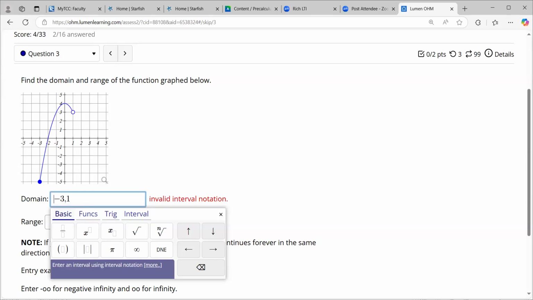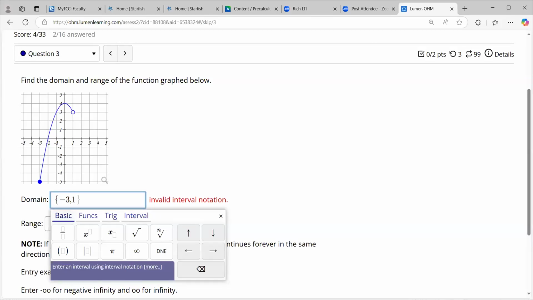And then, since we need to write the answer in interval notation, we need to consider: are we using parentheses or brackets? Because here we have a solid dot, we're going to use a left bracket to indicate that -3 is in the domain. Because this point, the blue point, is on the graph. That point has x value -3, so -3 is in the domain. So to include -3, we use a bracket.